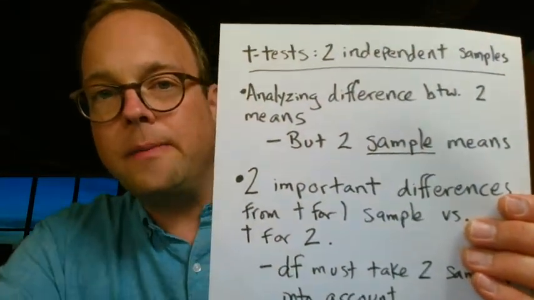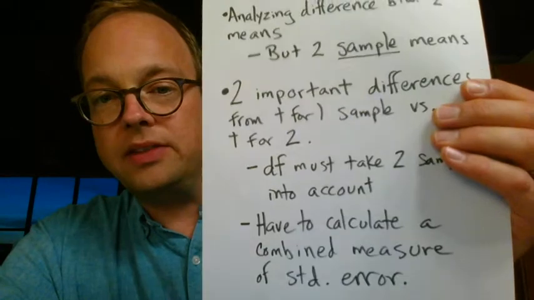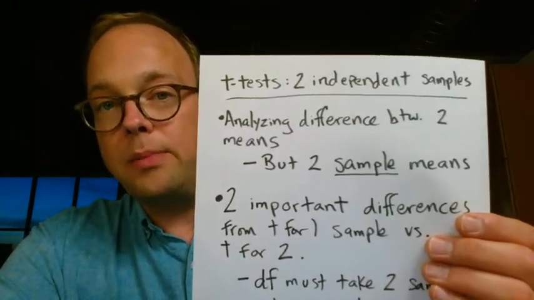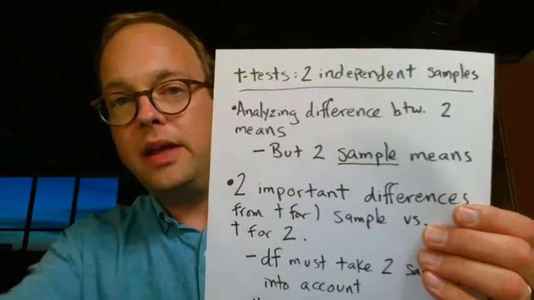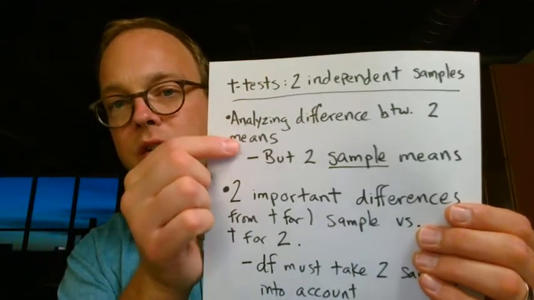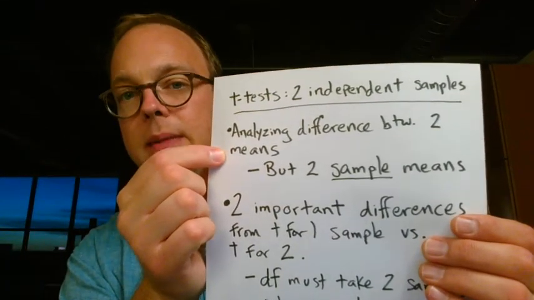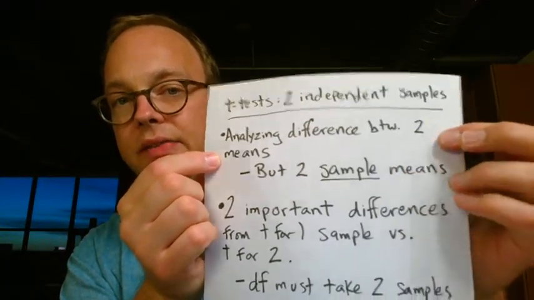And I have here a handout. I will make this available on Blackboard. T-tests for two independent samples. Here's what you're doing with a t-test for two independent samples. You are analyzing the difference between two means. Now, you've already been analyzing the difference between two means, but you've been analyzing the difference between one sample mean and an assumed parameter mean.